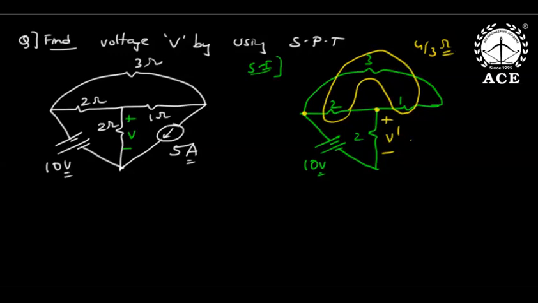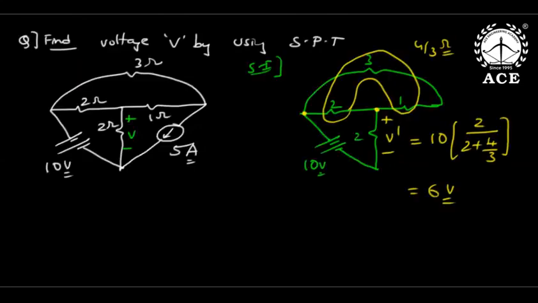Then I can find V dash. After lumping that, it becomes voltage division. So V dash is total voltage into same by sum. Same is how much? 2. Sum is how much? 2 plus 4 by 3. So that is nothing but 6 volts.